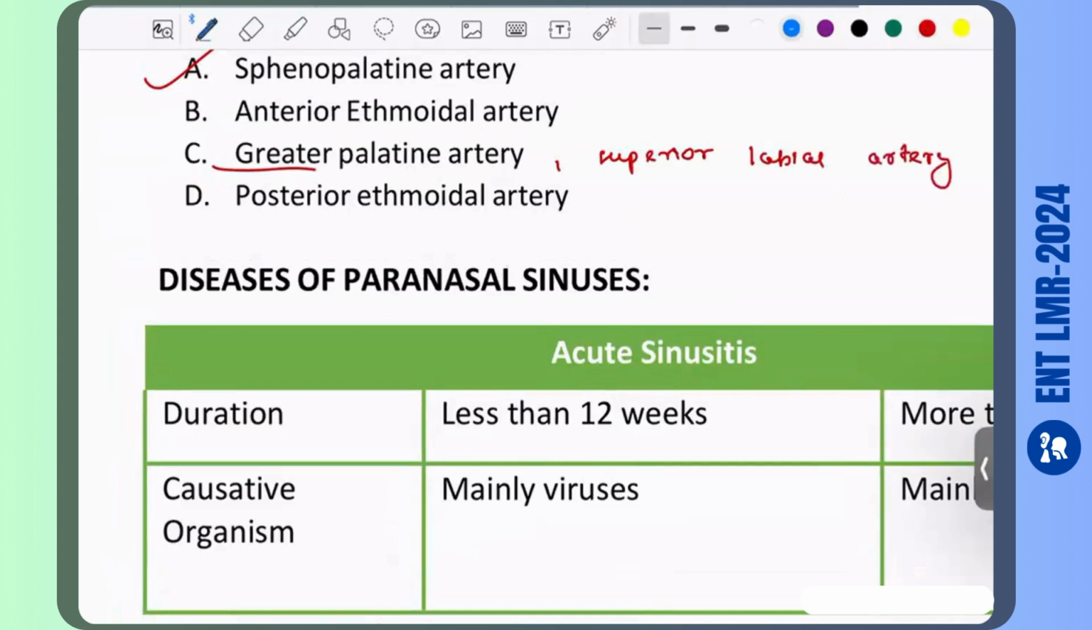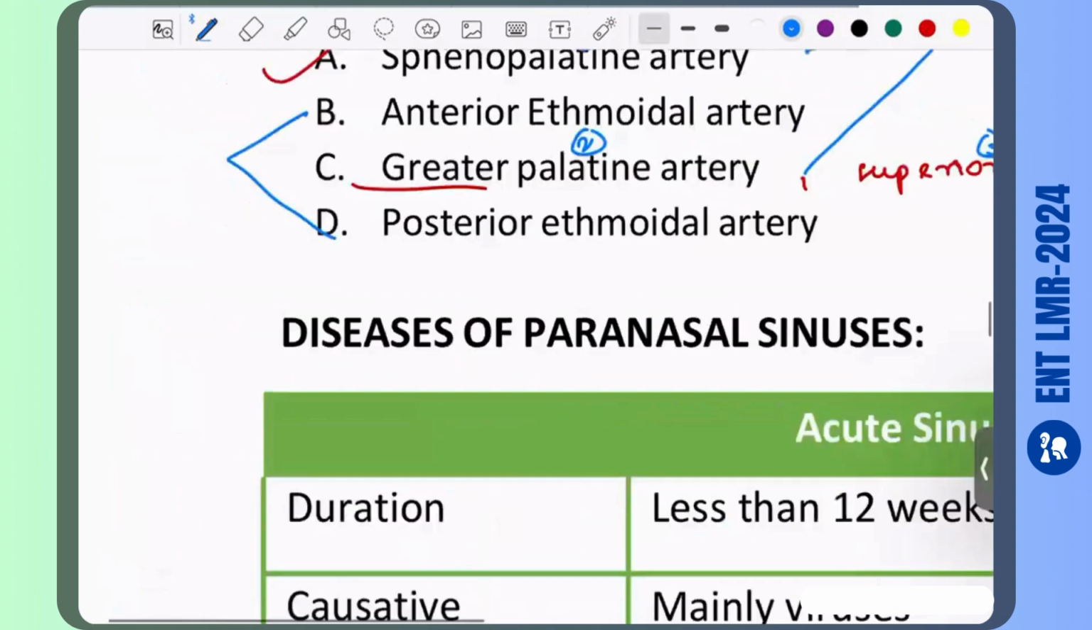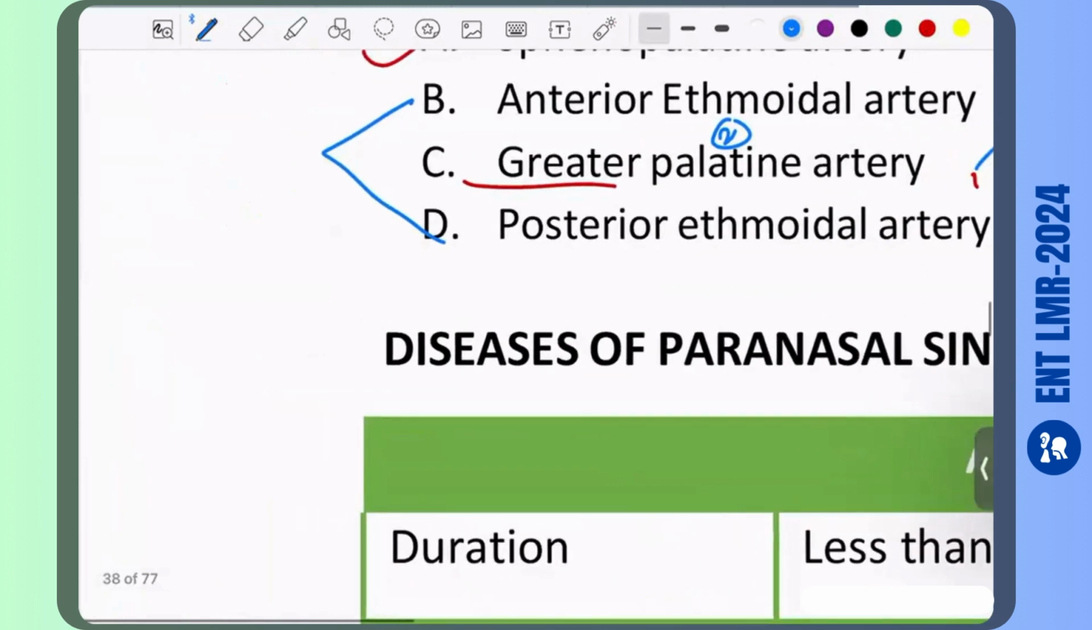Sphenopalatine artery, greater palatine artery, and superior labial artery, these three are branches from the external carotid artery. The anterior and posterior ethmoidal arteries are branches from the internal carotid artery.